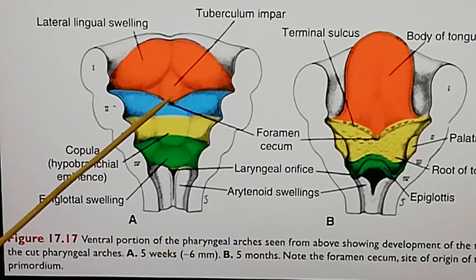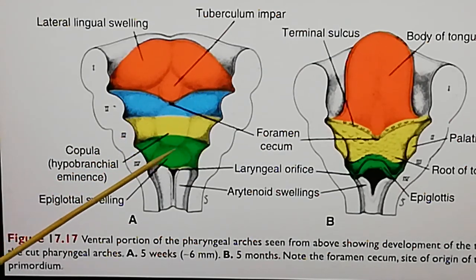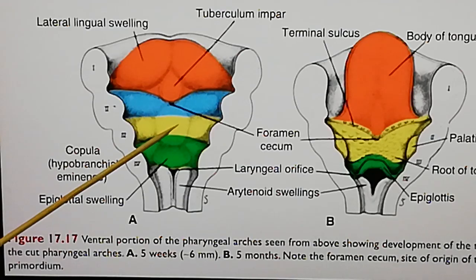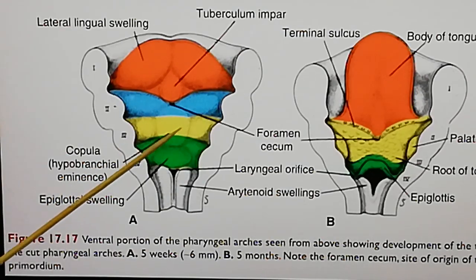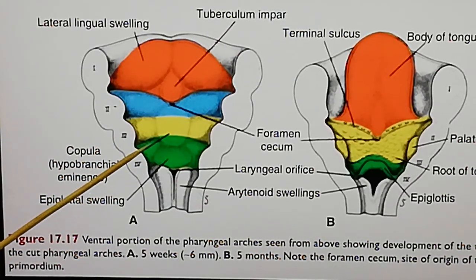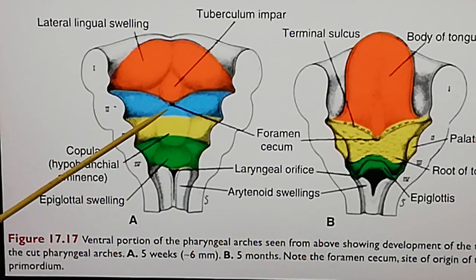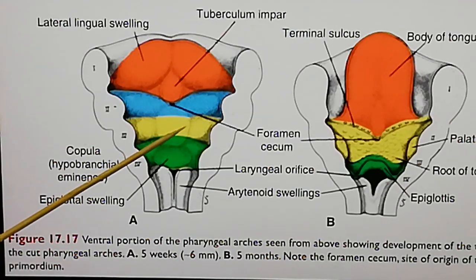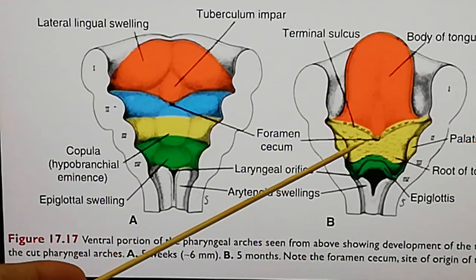Now see what next. There lies a foramen cecum, and we see another midline swelling called copula or hypobranchial or hypopharyngeal eminence. But we have seen that this median swelling is formed by the contribution of the second pharyngeal arch in blue, the third pharyngeal arch in yellow, and a part of the fourth pharyngeal arch in green. So the three arches contribute in this hypobranchial eminence. What is it going to form? It will form the posterior one-third of your tongue.